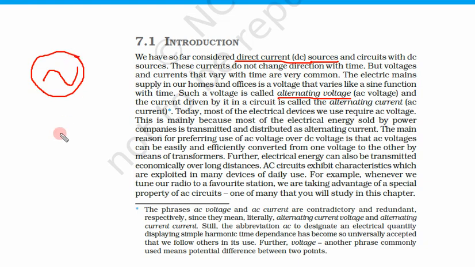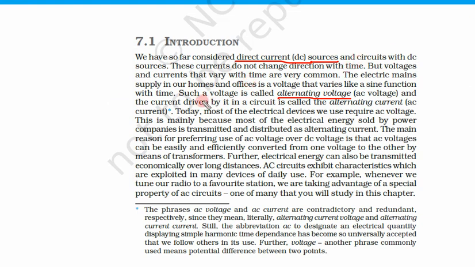And how do we show direct currents? By making a battery or cell. So this is for DC currents and this is for AC currents. So that is some fundamental difference and introduction to AC and DC.